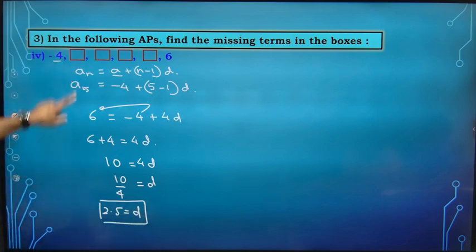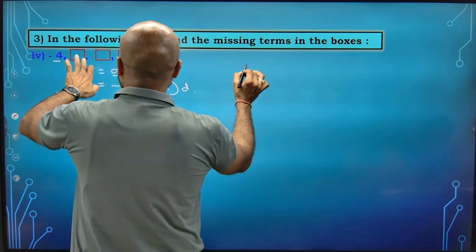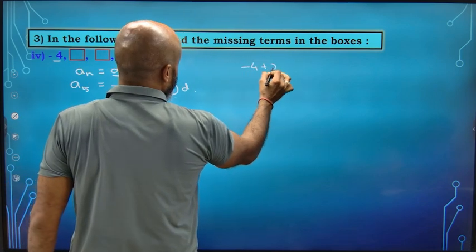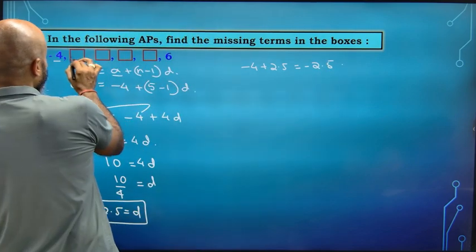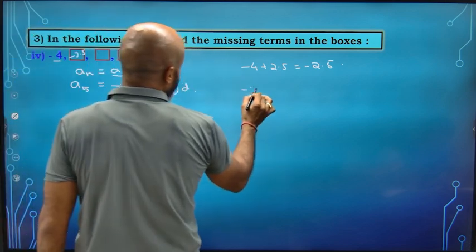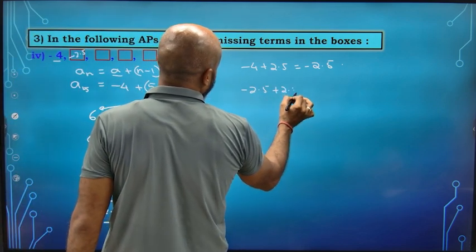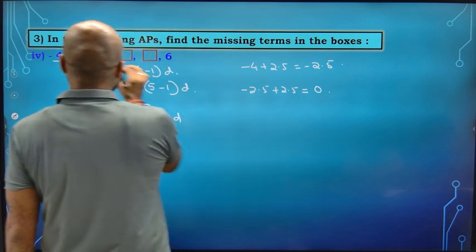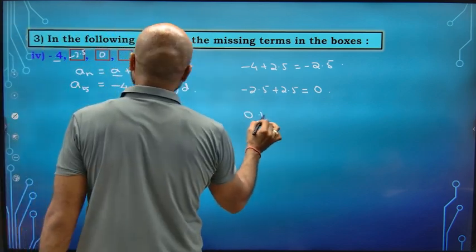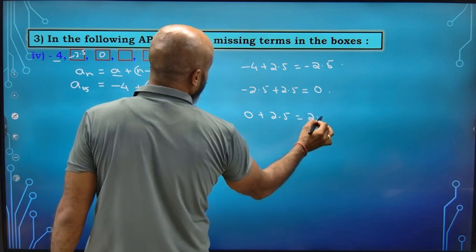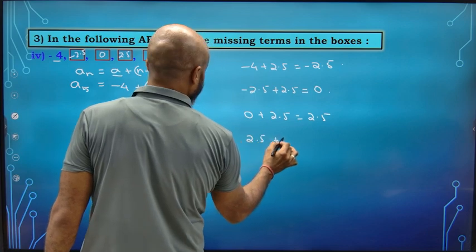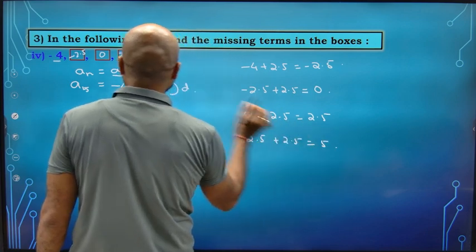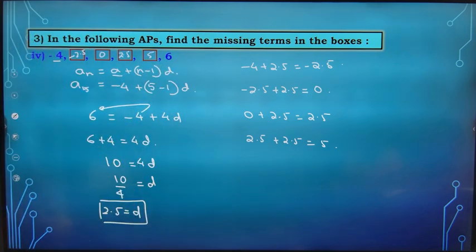D is basically 2.5. So the first term is minus 4, the second term will be what? Minus 4 plus 2.5, that is minus 2.5. Minus 2.5 plus 2.5, that is 0. 0 plus 2.5 is 2.5. 2.5 plus 2.5 is going to be 5. Are we clear on this one, people? So these are the missing terms.